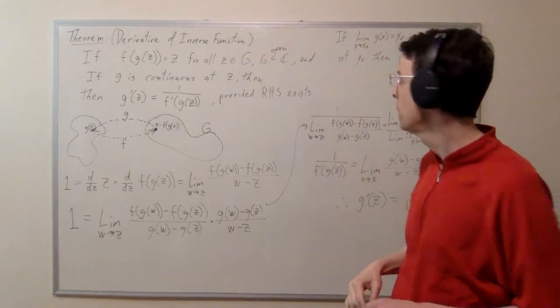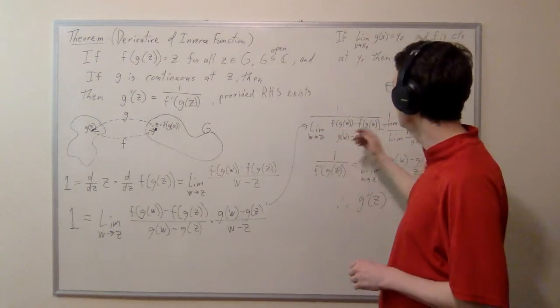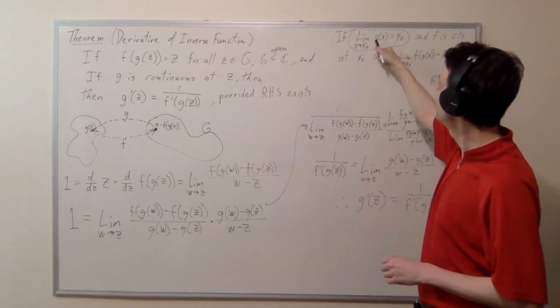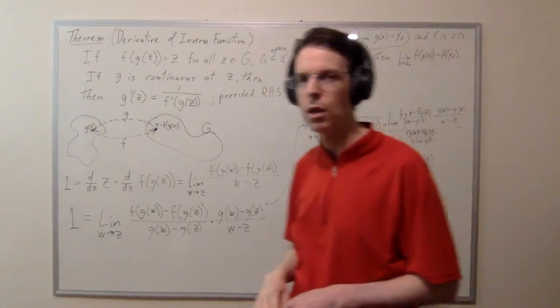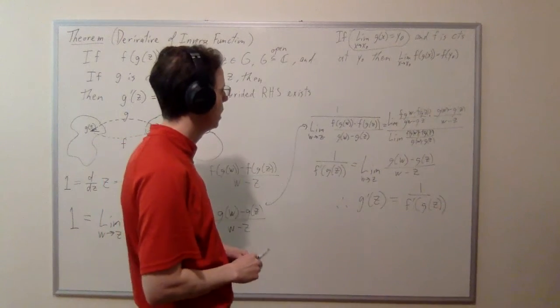yield g of z. So the continuity of g at z is buried here in the assumption that the limit of g of w as w approaches z is actually the same thing as g of z. And that's how we used the continuity of g in this proof.